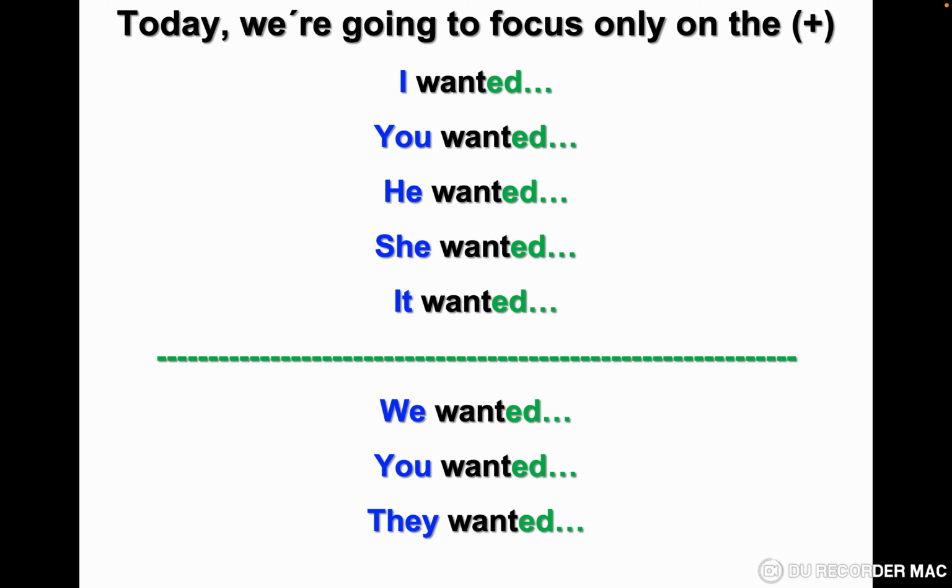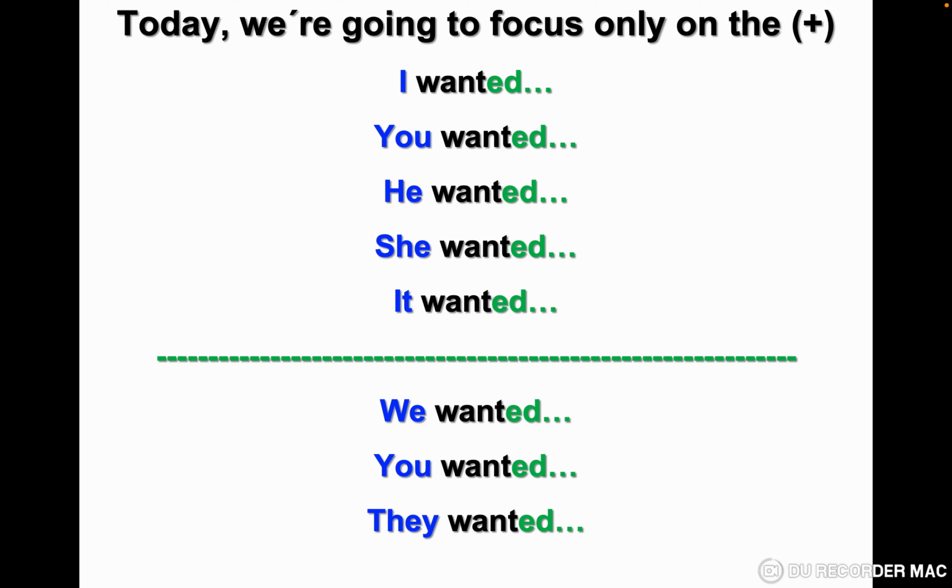So we write wanted just in the positive form. In the negative form, we don't have wanted with ed. And in the question, we don't have wanted with ed. So wanted with ed just in the positive form. In the negative form, we use didn't. I didn't want. If you write I didn't wanted, it's not correct.